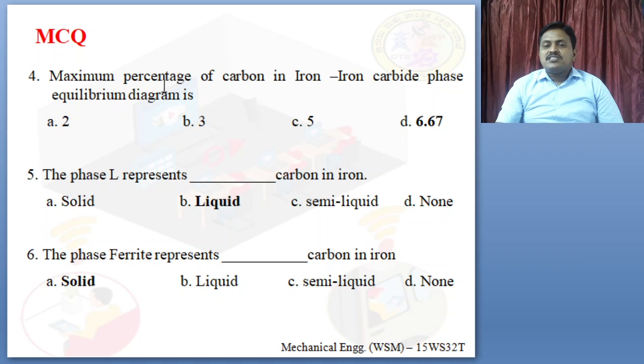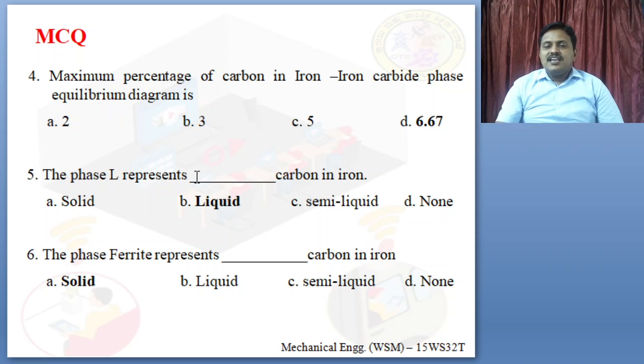The maximum percentage of carbon in the iron carbon equilibrium diagram, how much is it? It is A 2%, B 3%, C 5%, and D 6.67. How much is the maximum percentage? 6.67. What happens if you add more? It is not soluble and it will come to the top. Why does it come to the top? Because it is light in weight compared to iron.